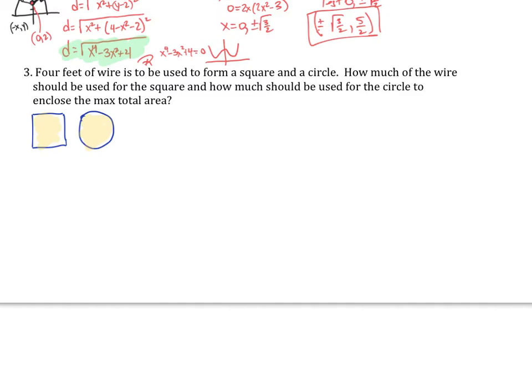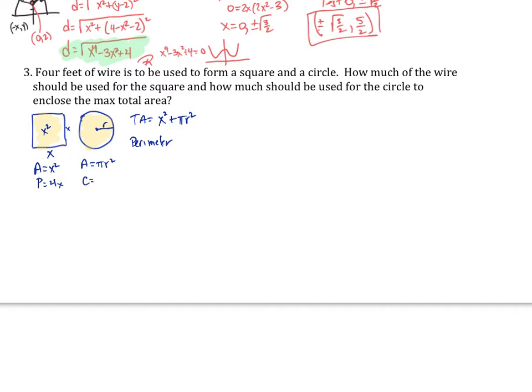All right, so I have 4 feet of wire. Let's take a look at what we can do with it. The area of a square, if I call this side x, is x squared. For the circle, if I call this radius r, the area is pi r squared. So the total area will be my square plus my circle. Oops, it's just pi r squared. I don't know why I put a 4 there. Okay, pi r squared.